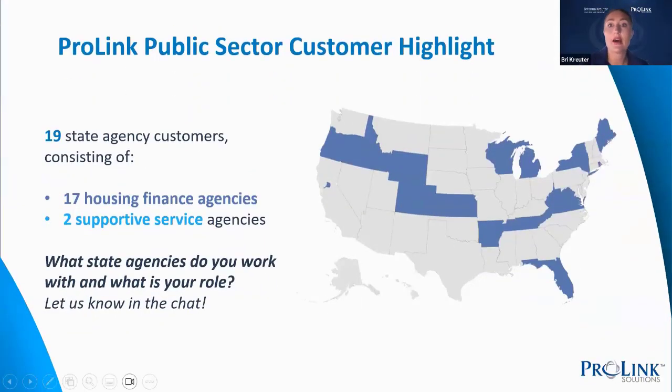A little bit of a picture of ProLink's reach across the affordable housing industry. So we work with 19 state agency customers. This is just our state agency HFAs. We have 17 HFAs and 2 supportive services agencies we work with. So you can see across the map.